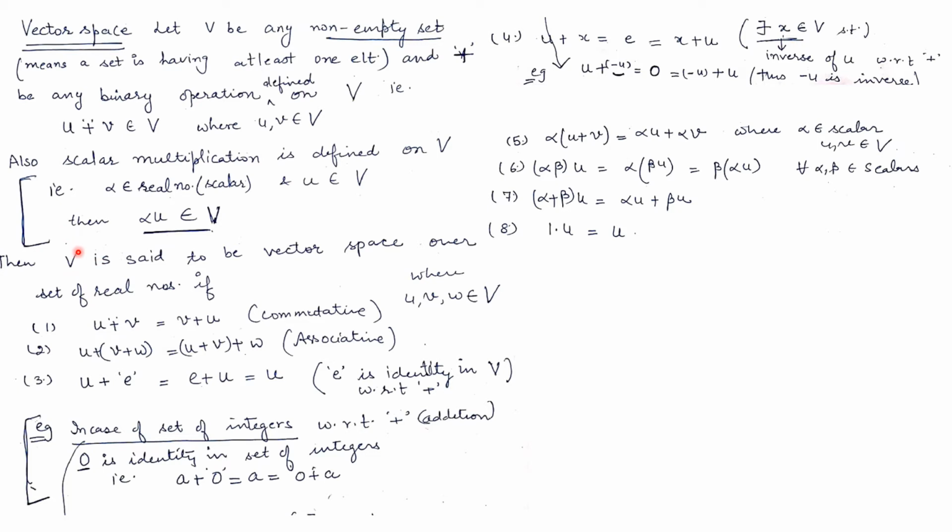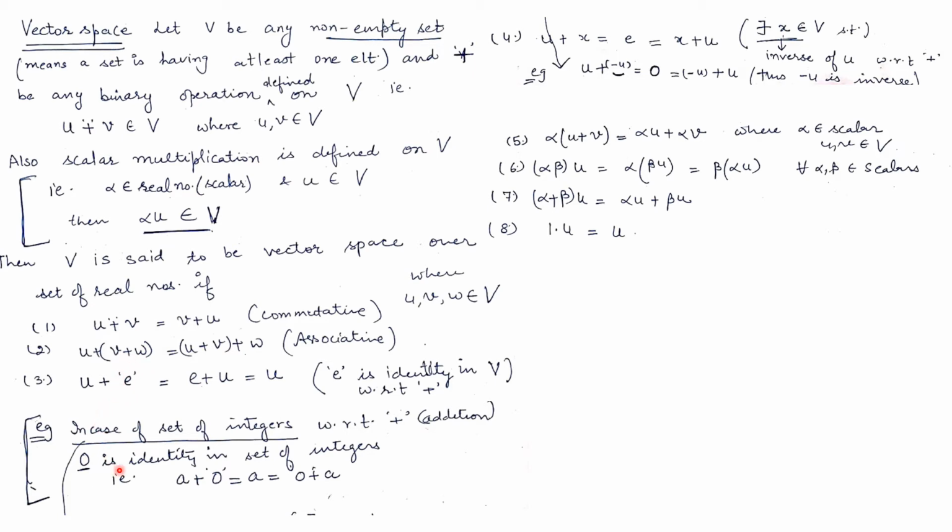Now what are these properties? Just see the first one. Under the binary operation addition, this addition should be commutative. It means u plus v will be the same as v plus u, right? So this binary operation plus should be commutative. Similarly, it should be associative, right? Now the third property is that there must exist an identity. Now what do you mean by identity?